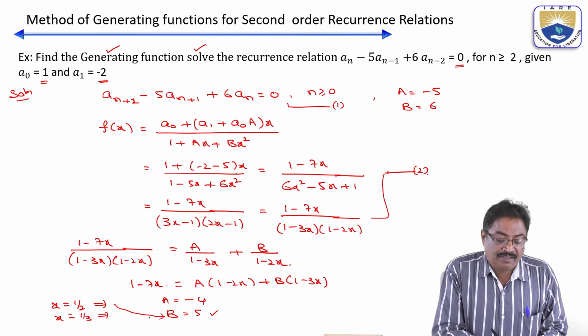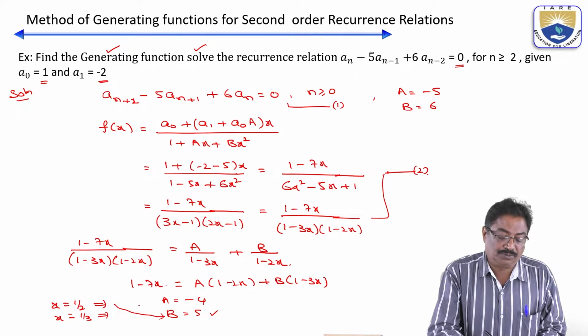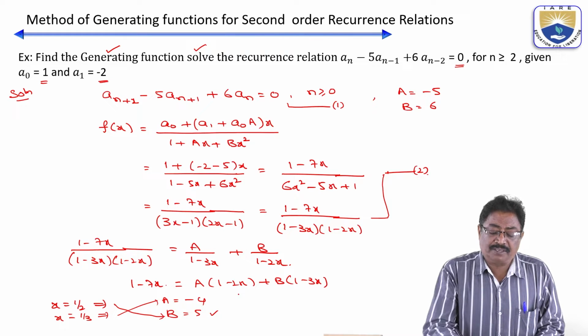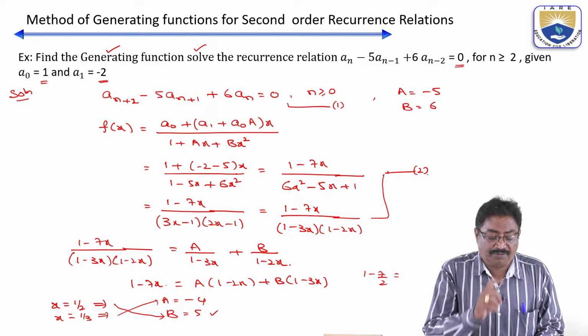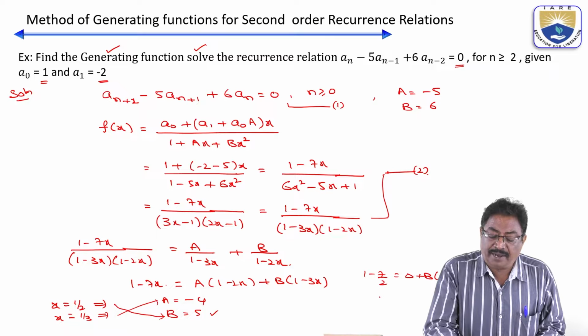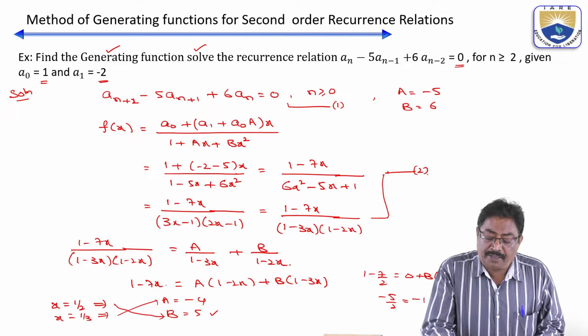Then x equals 1 by 3: if I substitute, I am going to calculate the A value. If I substitute x equal to 1 by 2, 1 minus 7 by 2, so this will become 0. So B into 1 minus 3 by 2, that is minus 5 by 2, equals minus B by 2.